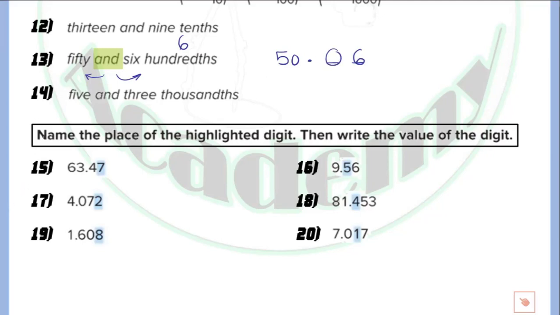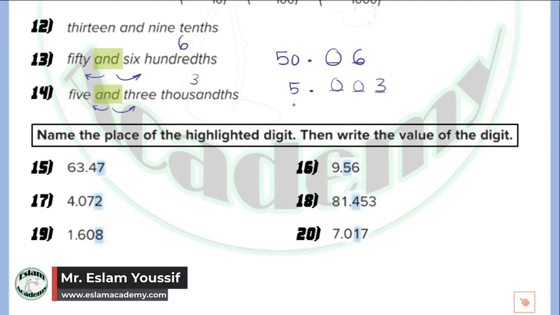Again, one more time. 5 and 3 thousandths. Once you find and, it means we have a decimal number. Just put the decimal point. The number which before and will be the whole number. Just write 5. Now we have thousands. Thousands, it means we have 3 digits after the decimal point. The number which after and, which is 3. Just write 3. We will start writing from the right. 3. And there is no number at the hundredths place. There is no number at the tenth place. So the number now will be equals 5.003.